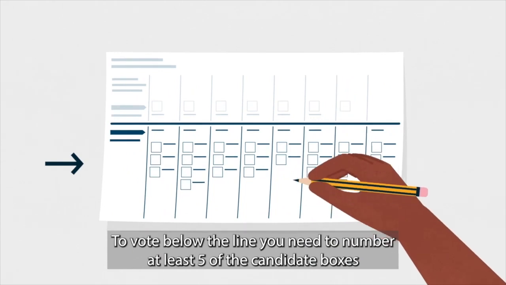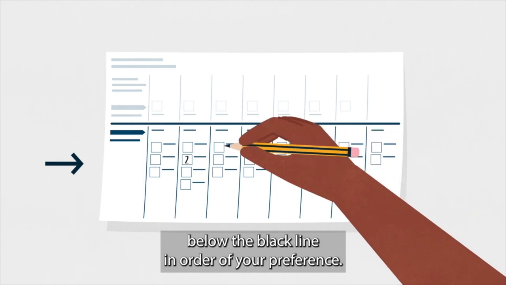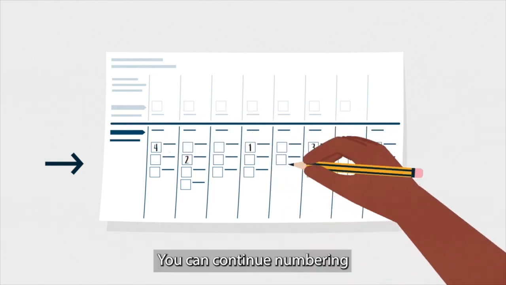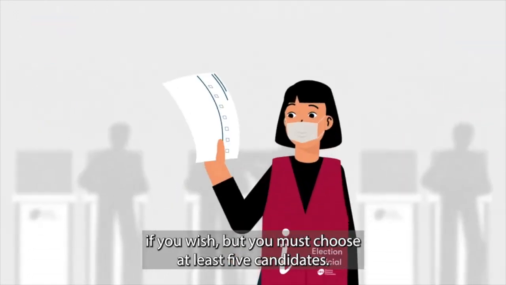To vote below the line, you need to number at least 5 of the candidate boxes below the black line in order of your preference. You can continue numbering if you wish, but you must choose at least 5 candidates.